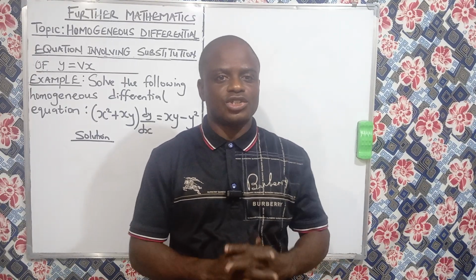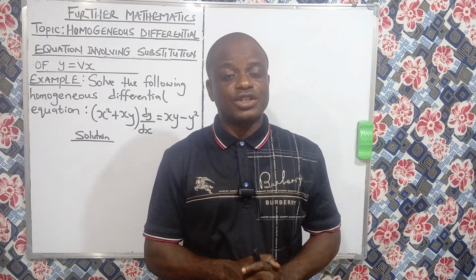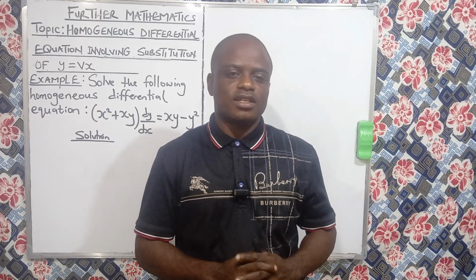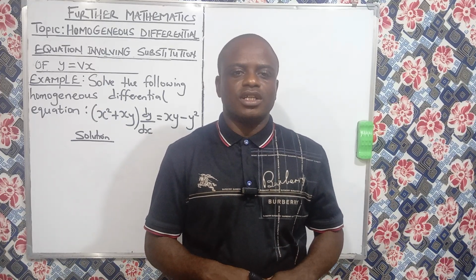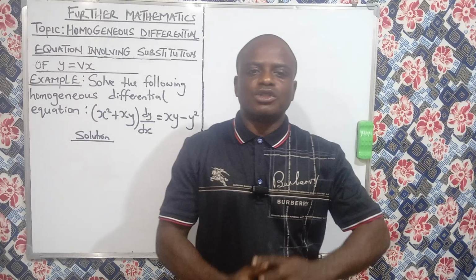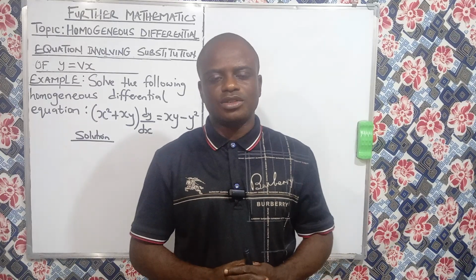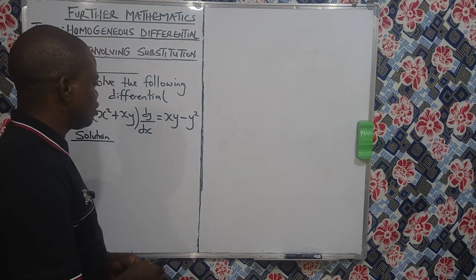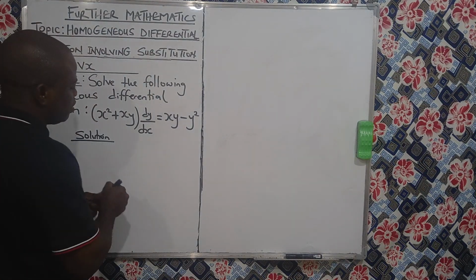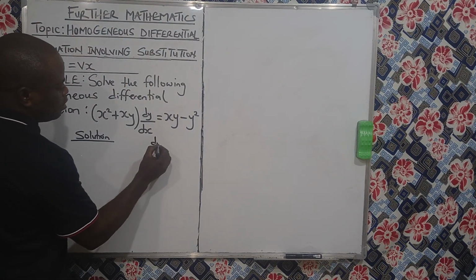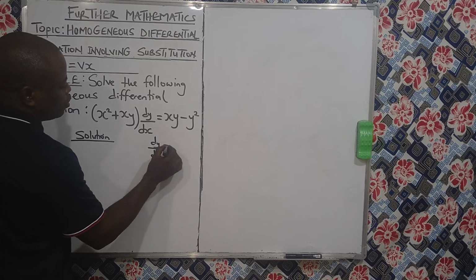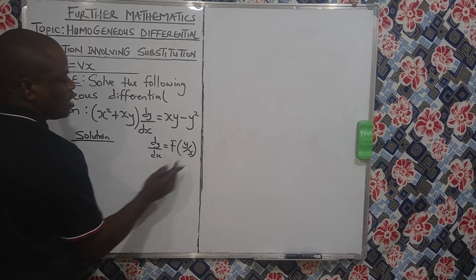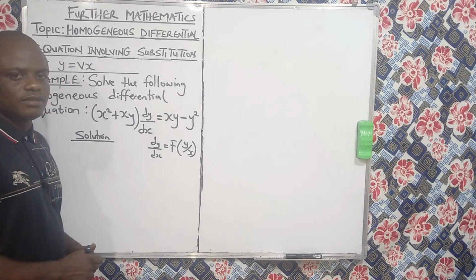Today we are discussing a topic titled Homogeneous Differential Equation. Students always find it difficult to identify a homogeneous differential equation. Now, how you identify it is by having your dy over dx in the form of a function of y over x at the right hand side.